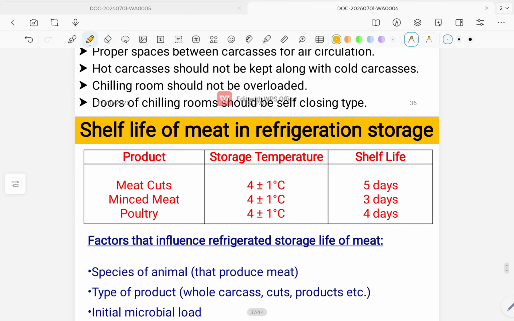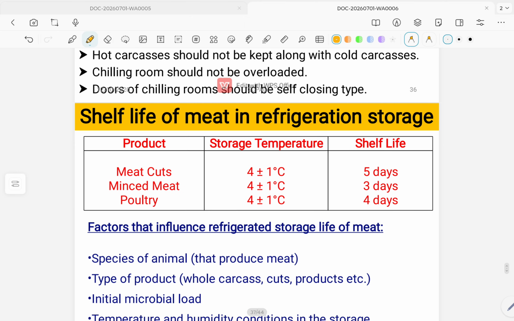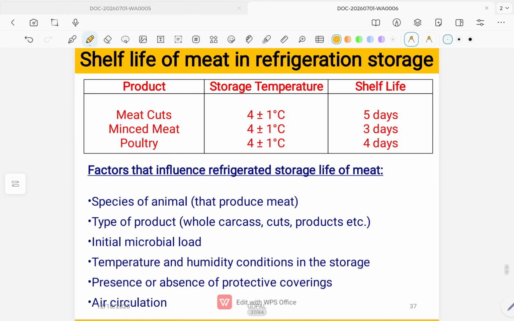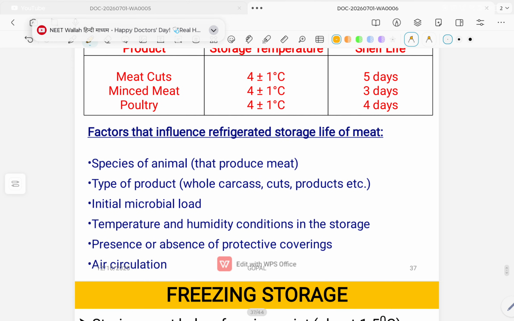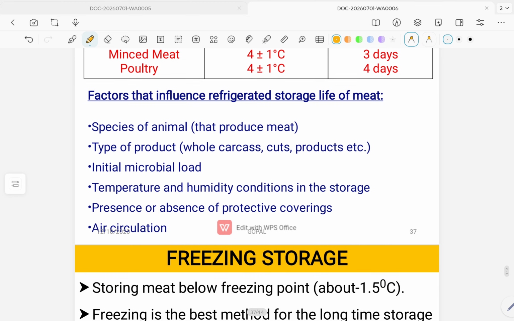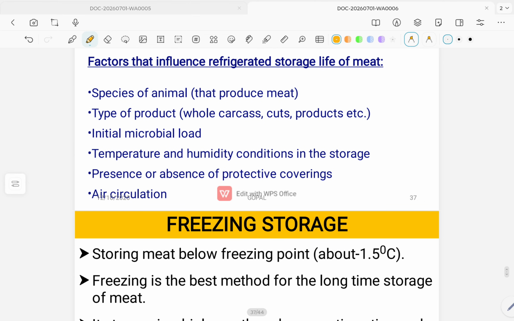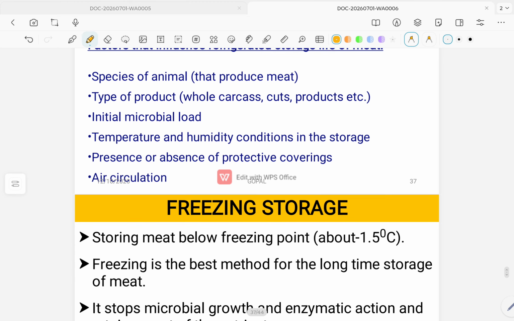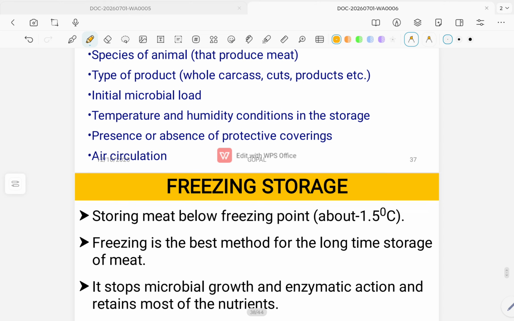Shelf life of meat in refrigeration storage: product, storage temperature, shelf life for meat cuts, minced meat, poultry. Factors that influence refrigerated storage life of meat: species of animal that produces meat, type of product, whole carcasses, cut product, etc. Initial microbial loads, temperature and humidity conditions in the storage, presence or absence of protective coverings, air circulation.